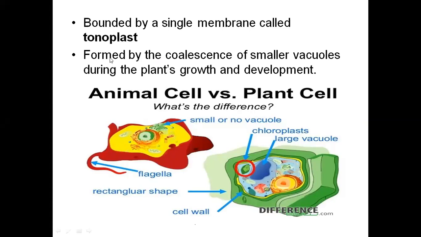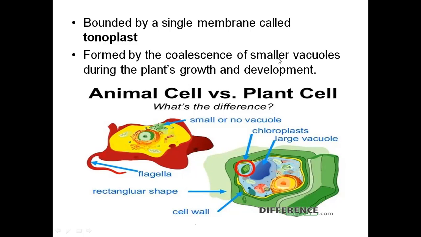The large central vacuole is formed by the coalescence of smaller vacuoles during the plant's growth and development. What was the question? How is the large central vacuole formed in the plant cell? The large central vacuole is formed by the coalescence. Coalescence means joining, coming together, amalgamating together of small vacuoles during the plant's growth and development.